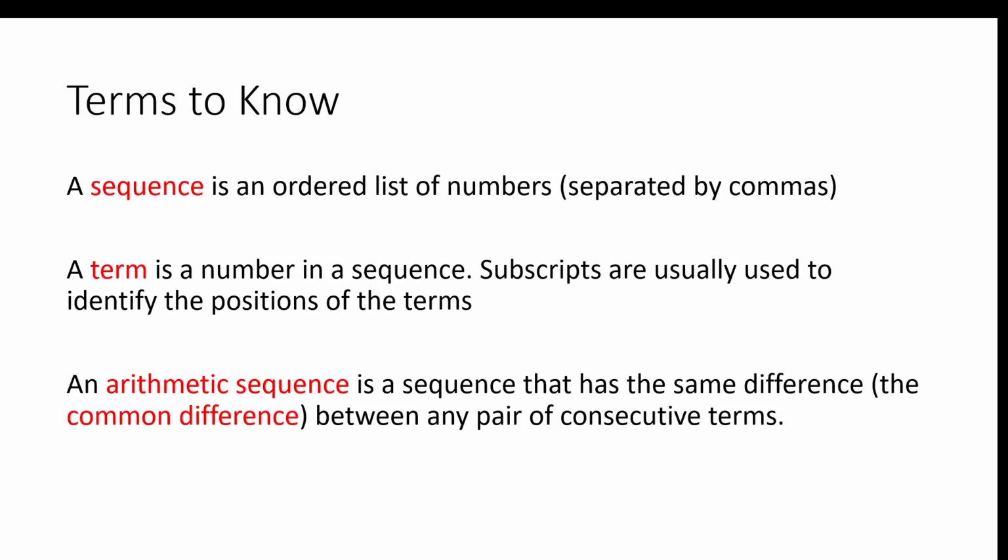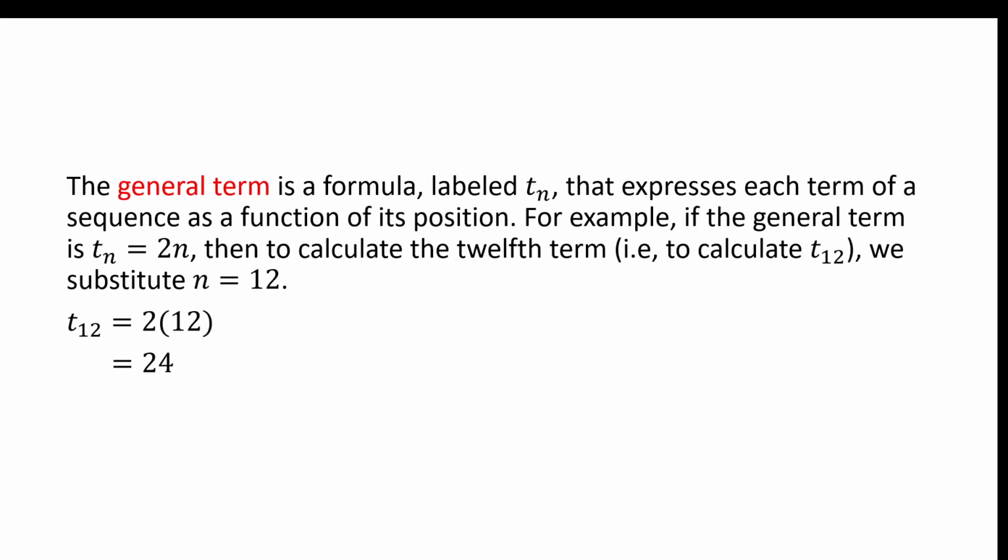Now, an arithmetic sequence is a sequence that has the same difference, the common difference, between any pair of consecutive terms. The general term is a formula labeled T subscript n that expresses each term of a sequence as a function of its position. For example, if the general term is Tn equals 2n, where n is a subscript on T because it's indicating the ordinal position, but the n on the right side of that equation is not a subscript because we're performing an operation on it, then to calculate the 12th term, in other words, to calculate T12, we would substitute in n equals 12. So we'd say T subscript 12 equals 2 times 12, which is 24.